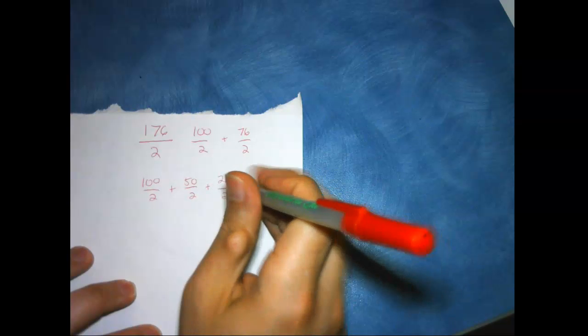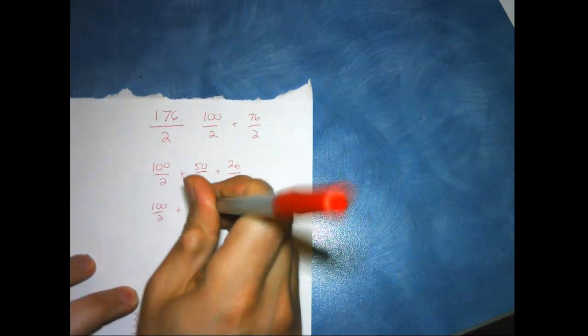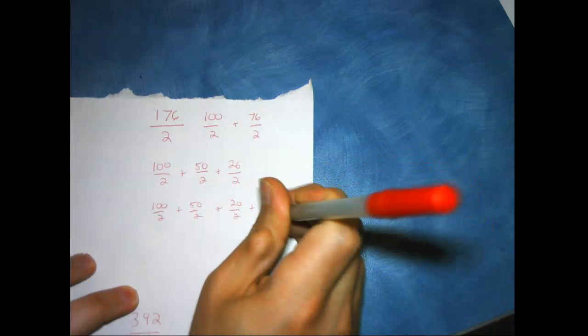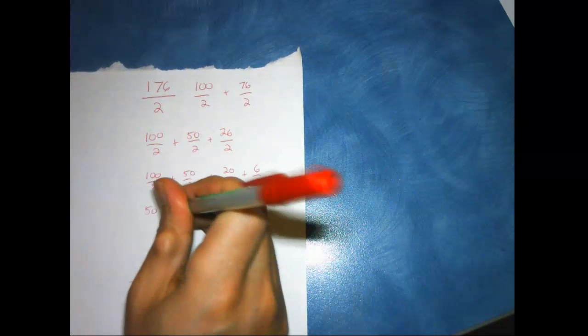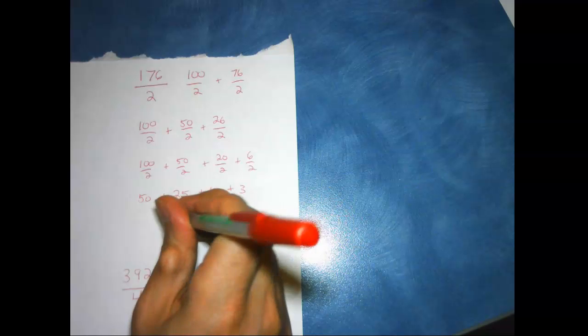Okay, well I don't know 26 over 2, but I do know 2 goes into 20, so that's 100 over 2 plus 50 over 2 plus 20 over 2, and I have 6 left over. Okay, 100 divided by 2, that's 50, 50 divided by 2 is 25, 20 divided by 2 is 10, and 6 divided by 2 is 3. So 50, 75, 85, 86, 87, 88. So 176 divided by 2 is 88.